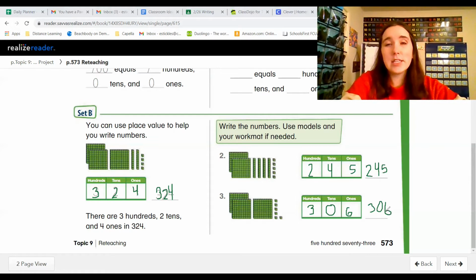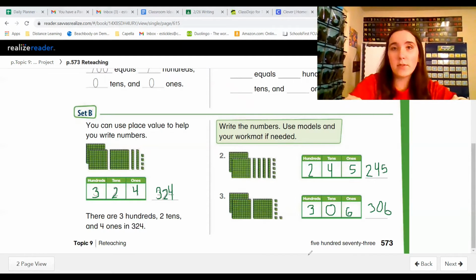Remember, we are practicing place value and making those numbers. So that is our focus for this whole test and this whole topic. So we've got to make sure that we're being very careful with our place values, and we're using tools like our place value charts to help us solve these problems.